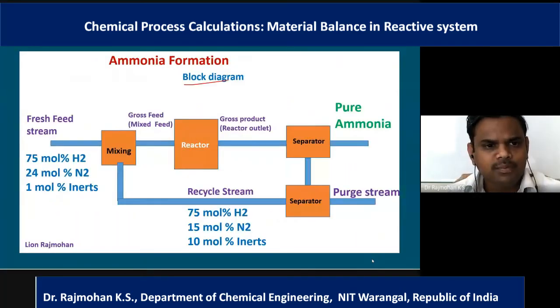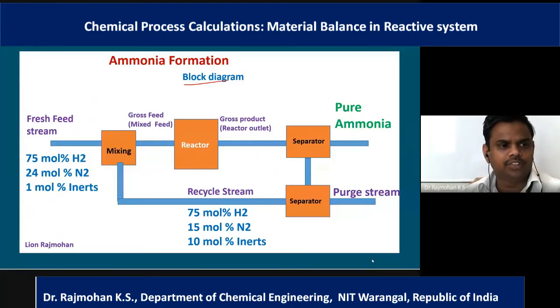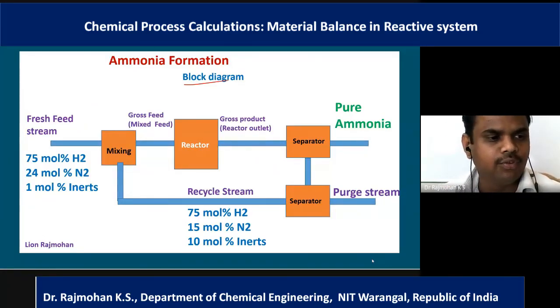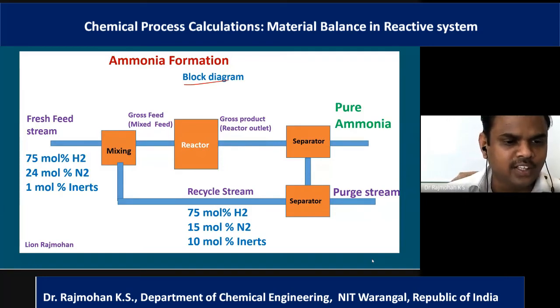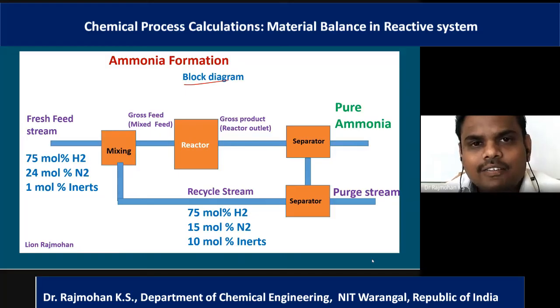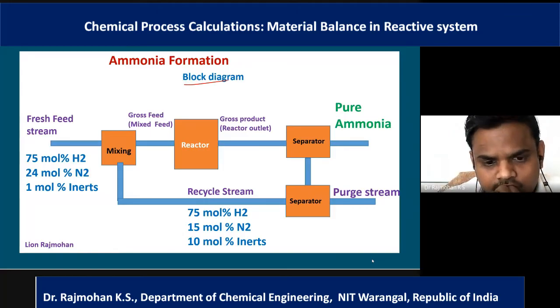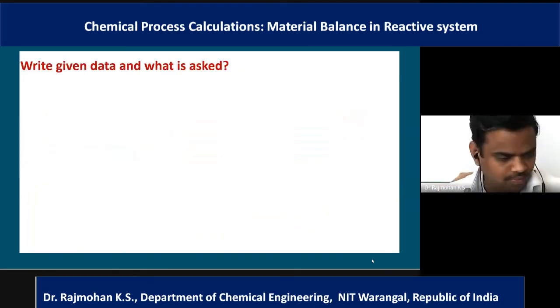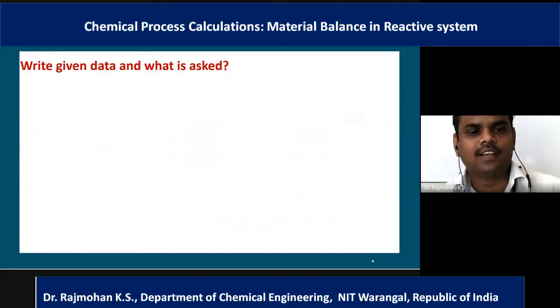So in this problem, we have a block diagram where the fresh stream composition is given as 75 mole percent hydrogen, 24 mole percent nitrogen and 1 mole percent inert. And it is also given that the recycle stream contains 75 mole percent hydrogen, 15 mole percent nitrogen and 10 mole percent inert. So let us write the given data first. What are the data that are given?